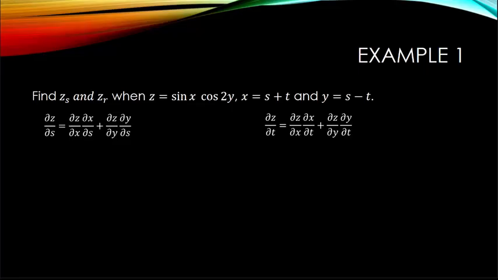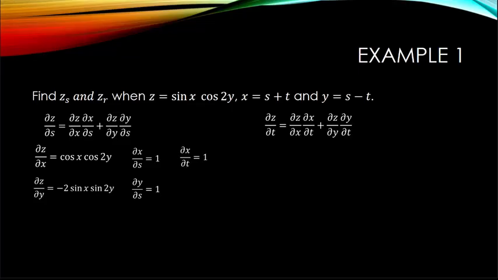I'm using all partial derivatives here because z depends on two variables, x and y each depend on two variables, s and t. Now I need to find the partial of z with respect to x. This is given by cosine x times cosine 2y. The partial of z with respect to y is given by negative 2 times the sine of x times sine of 2y. The partial of x with respect to s is 1, and the partial of y with respect to s is 1. The partial of x with respect to t is 1, and the partial of y with respect to t is negative 1.